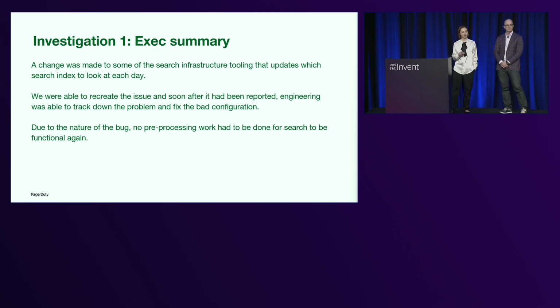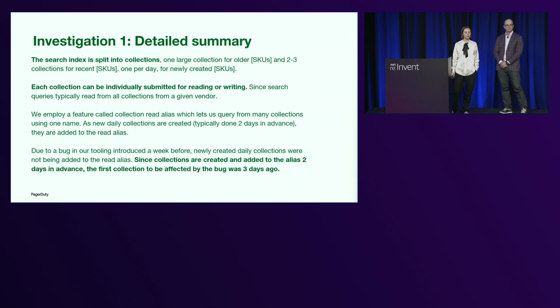Due to the nature of the bug, no pre-processing work had to be done in order for search to be functional again. Then we have a little bit more of a detailed summary where we learn a little bit more about what was happening. The search index is split into collections, one collection for older SKUs, which are stock keeping units, and 2 to 3 collections for recent SKUs, 1 per day for newly created SKUs.